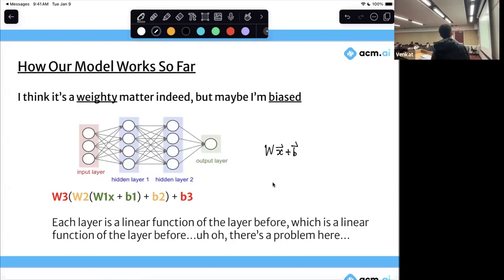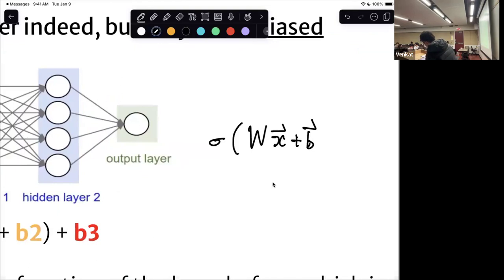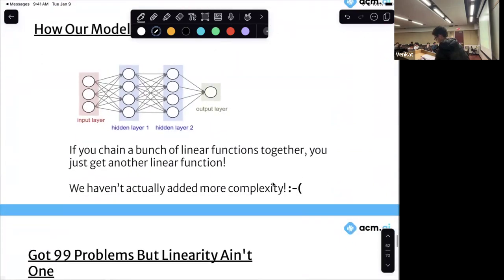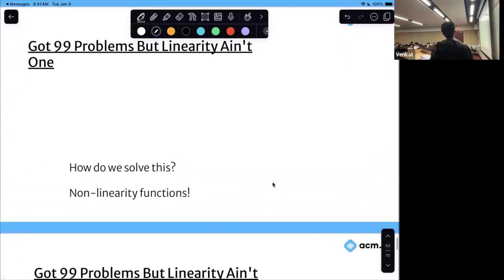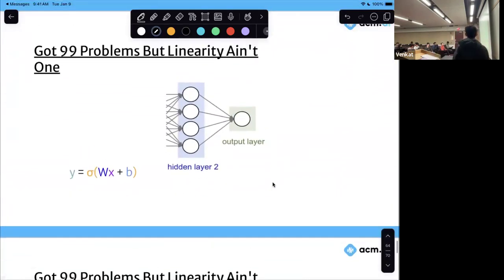So the way we solve that is simple, really, I guess. It's just make it not linear. So that's what this little sigma sign is. It just means it's a non-linearity function. So that's the solution. This sigma can be a whole bunch of different things. The only important thing is that it's not linear.